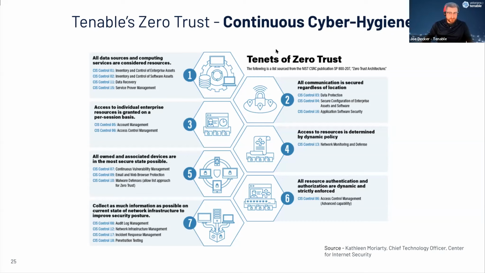Next up is access to resources is determined by a dynamic policy, making sure that things are monitored, that we're looking at defense, that we're continuously monitoring so that this policy isn't just static, right? Static isn't zero trust. That has to constantly be revisited. We need to know exactly what is going on at the moment by continuously monitoring. All owned and associated devices in the most secure state possible.